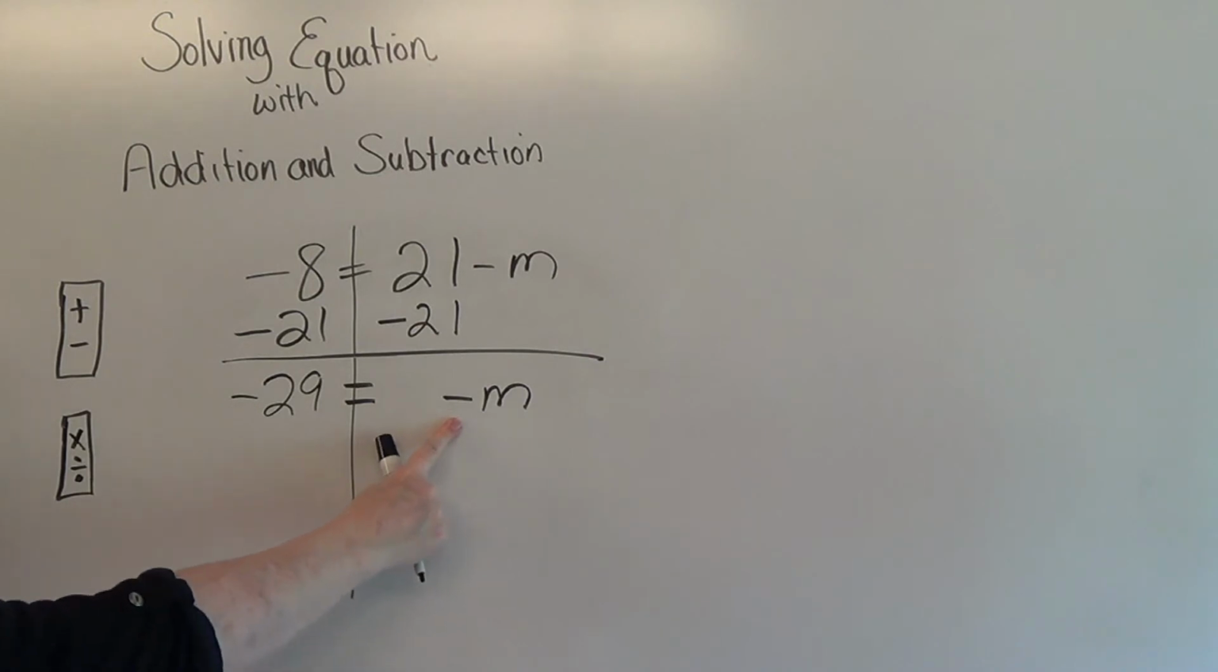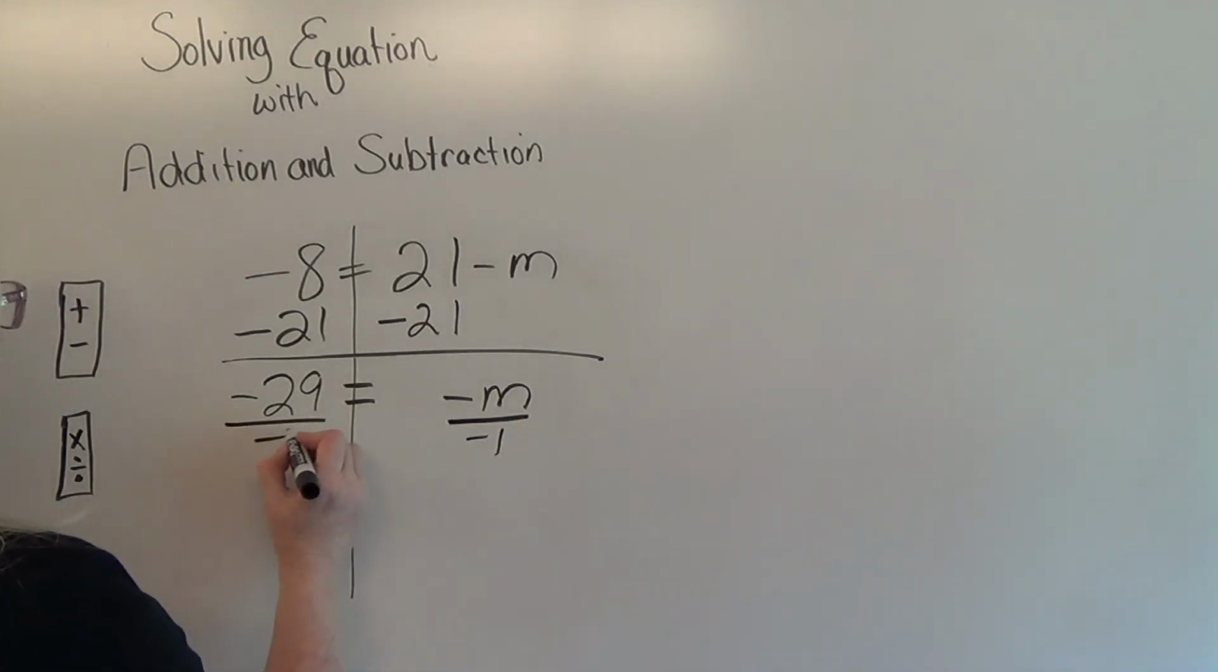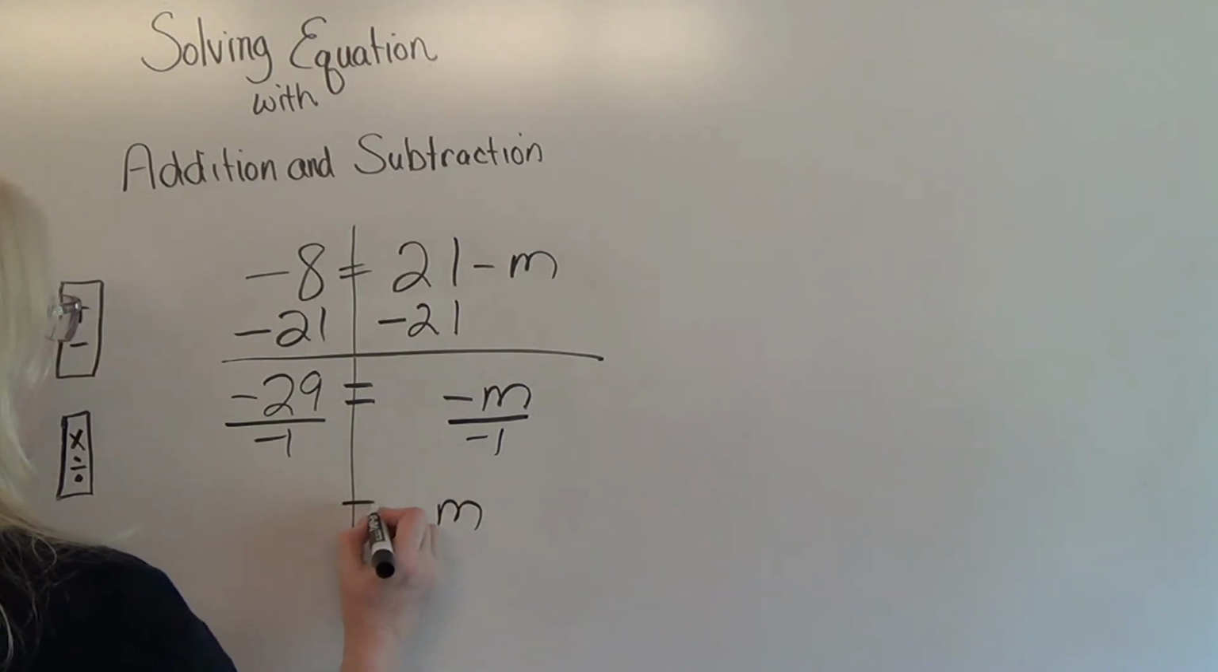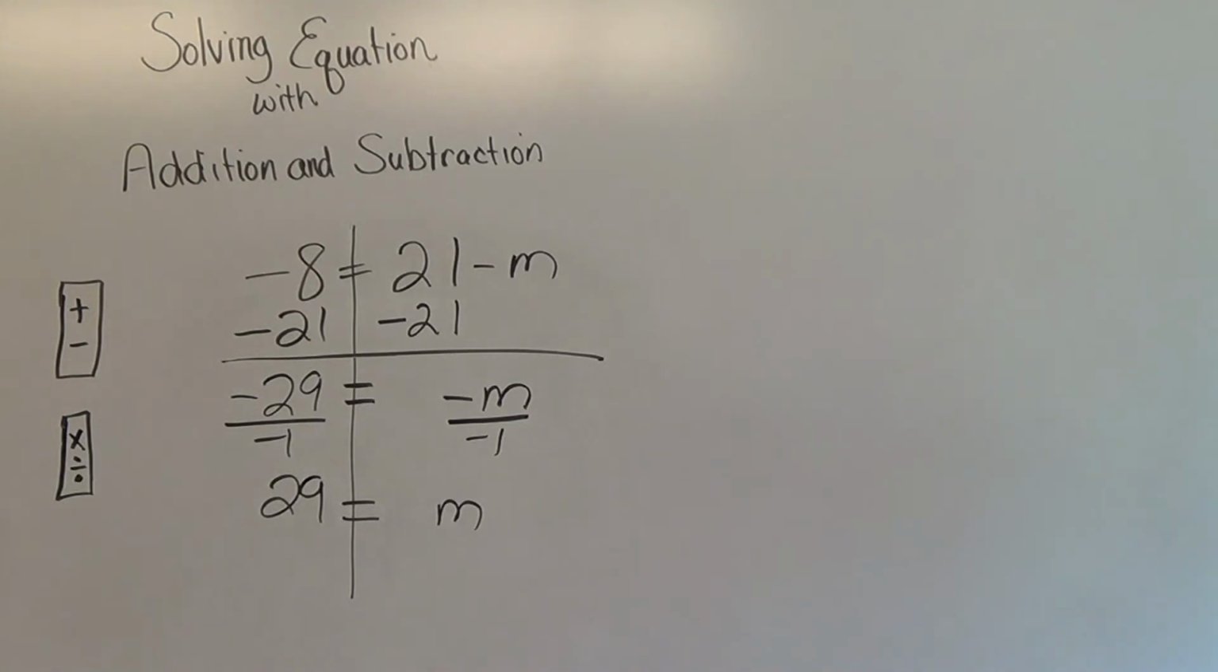Now these two are both the same sign, so I add and keep the same sign. Now in your final answer, you can't have a negative, so I'm going to divide through by negative 1 on both sides, and I get m equals positive 29. Let's try one more problem.